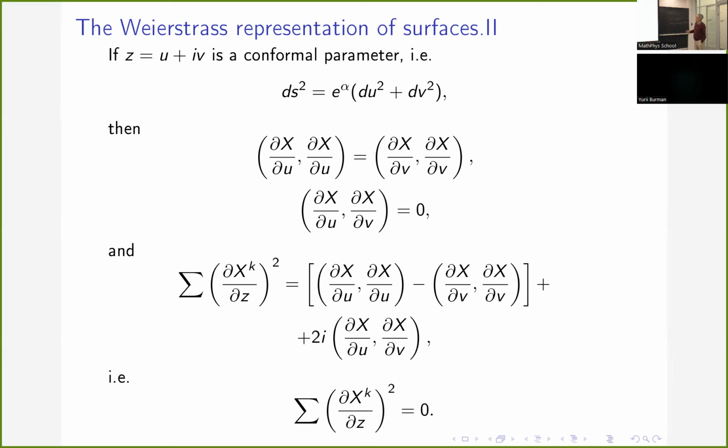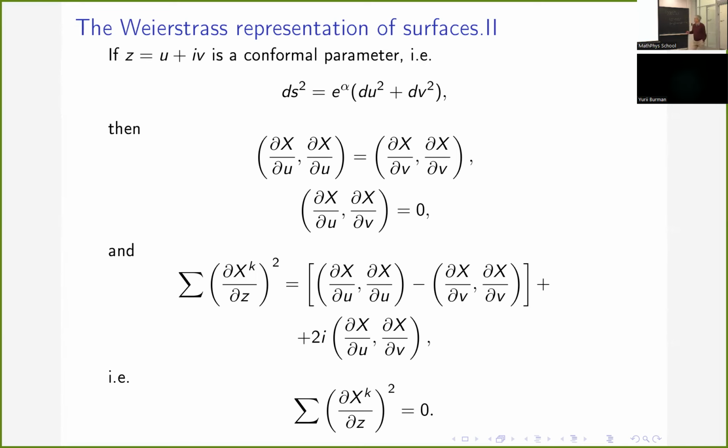So what does this mean? Then the first fundamental form is reduced to this one. It means that the norm of dx over du is equal to the norm of dx over dv, and also that these two vectors are orthogonal. That's the conformality condition. Let's write this down in terms of dx over dz. What is dz? It's just the Cauchy-Riemann operator.